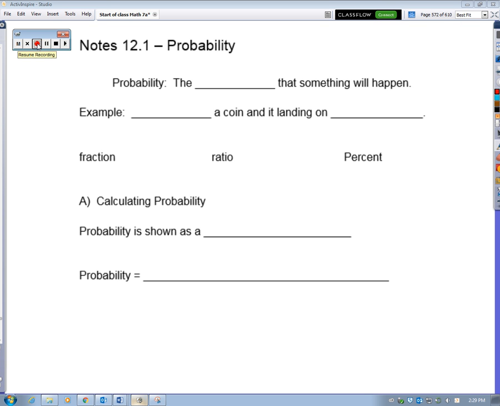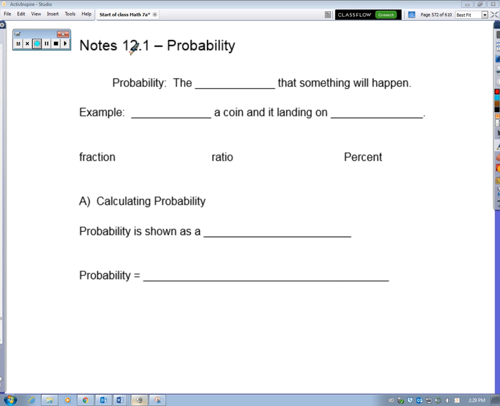Alright, my little math friends, here we are. We are back. Now we're going to be moving into chapter 12, and it's going to be on something called probability. And that's how we're going to end in our math book this year. We got chapters 12 and 13. They're going to deal with probability.